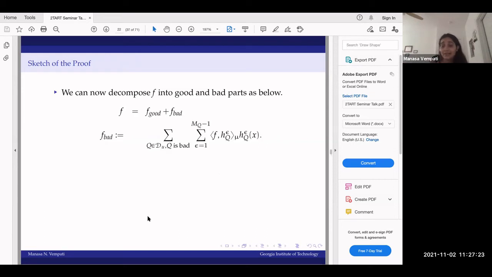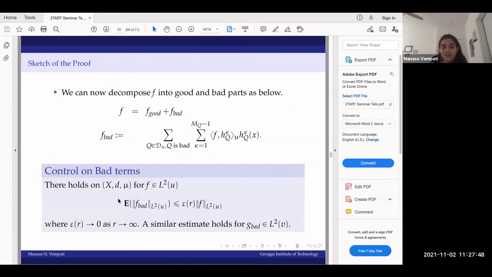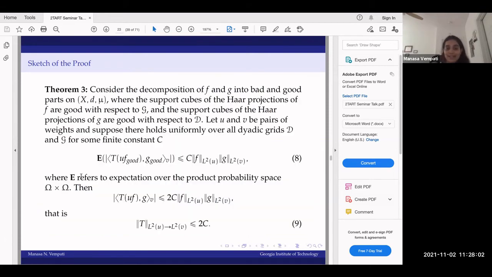Now that we have a distinction between a good and a bad cube in the system of dyadic cubes, we can actually write down our function as a good piece plus a bad piece, where the bad piece is the sum over all the Haar coefficients that come with the bad cubes. This kind of decomposition further simplifies our proof because we have the following theorem given by Reznikov that says that we have a control for the L2 norm of the bad pieces. So this is true for every function and every bad piece. So using this theorem, what we get is the following.